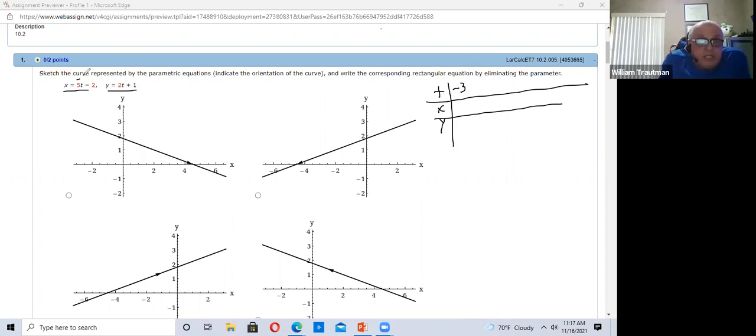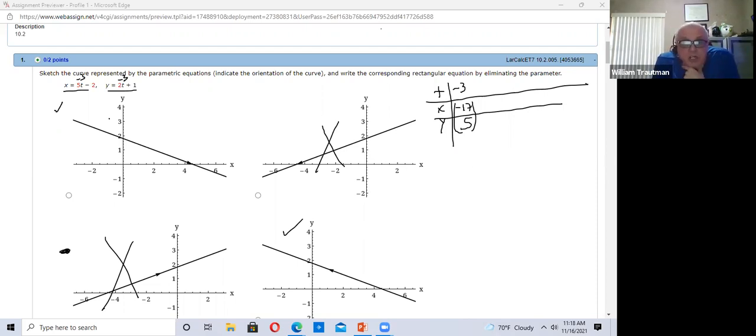If I put a -3 in here, 5 times -3 is -15, -2 is -17. Put a -3 in here, I get -6 plus 1, I get 5. So we need to graph -17, 5. This is definitely not it. -17, 5 is somewhere here in quadrant 2. This doesn't have a graph in quadrant 2 at -17. It could be this one, and it cannot be this one. So it's one of these two graphs.